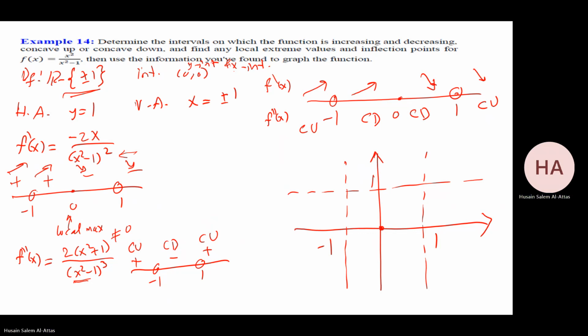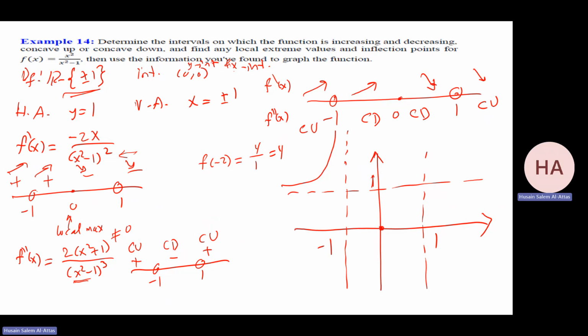Okay. Now I will check the graph before minus 2. If we take a value, f of minus 2, you get what? 4 over 3, which is above y equal 1. So it will be something here on this side. And it will do what? Before minus 1, it will be increasing and concave up. So it'll do something like this. And these are the asymptotes.